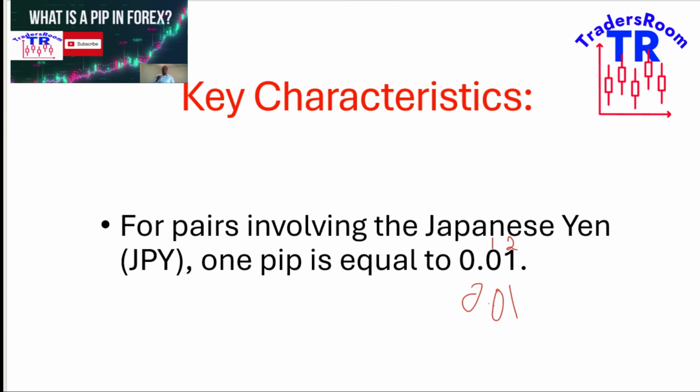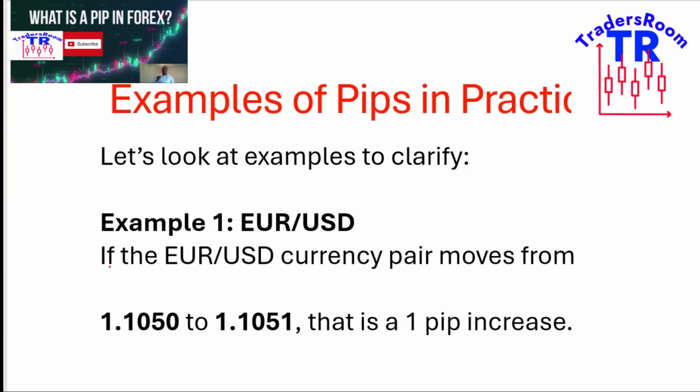But what are the examples of pips in practice? Let's say, for example, you have the euro against the USD. And look at this price here, these numbers here, 1.1051. So when this number moves to this number, 1.1052, it simply means that the price has moved by a pip. So that is the difference. This is a rise in pip.